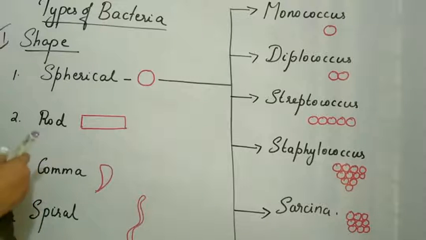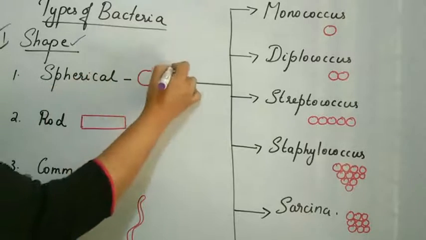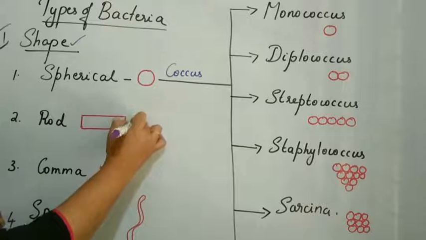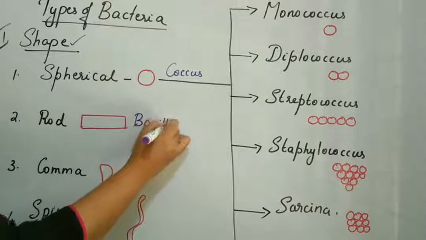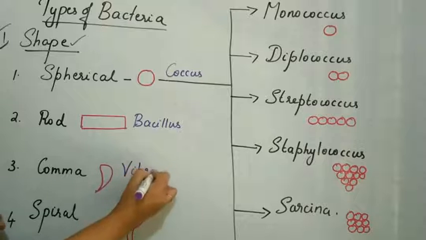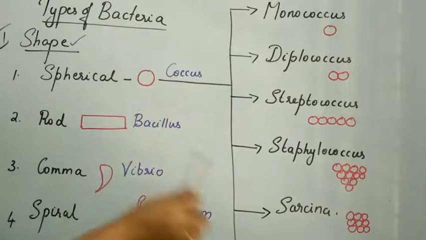Types of bacteria on the basis of shape. That is, if it is spherical, it is called coccus type, and if it is rod shaped, it is called bacillus. If it is comma shaped, it is called vibrio, and if it is spiral shaped, it is called spirillum. This coccus is again classified into different types.